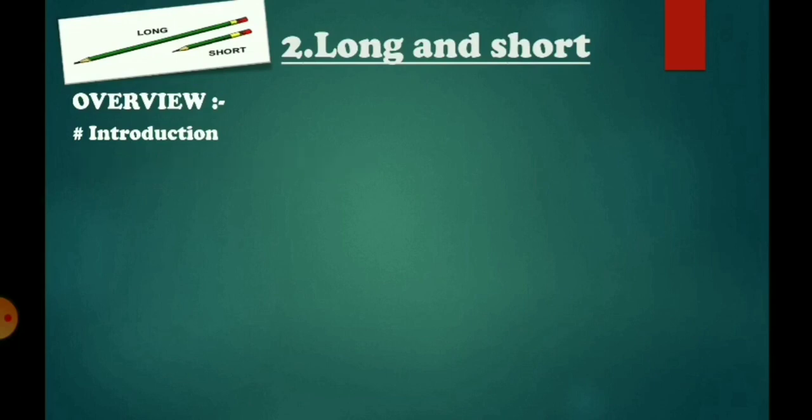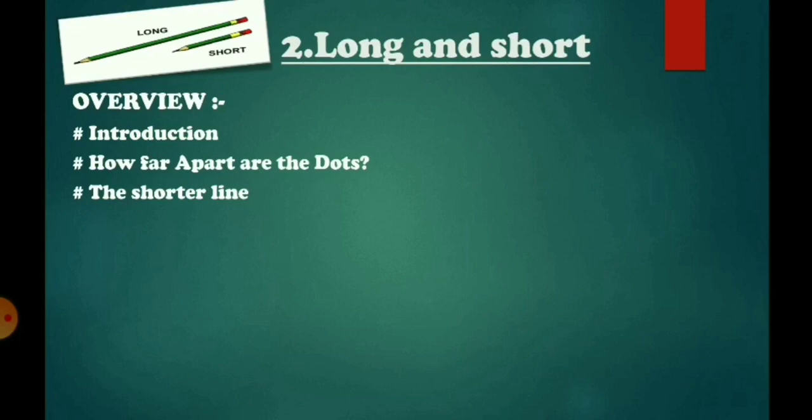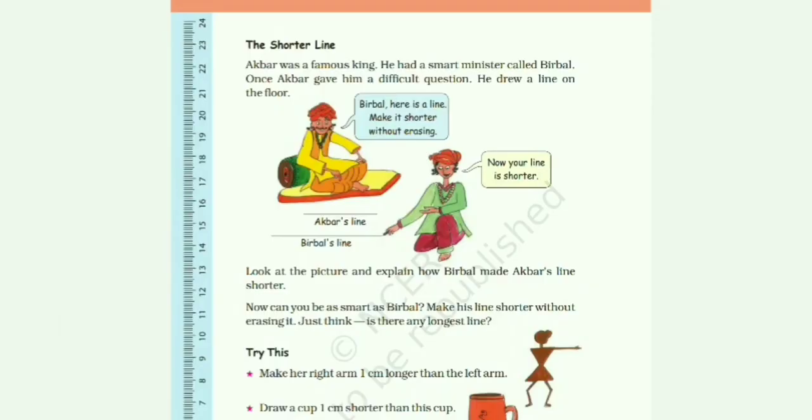Now let's start our new concept, the shorter line. Children, now you all know the meaning of shorter, right? Let's look in the textbook. Here they give us a small story of Akbar and Birbal. Akbar and Birbal are very famous characters we have seen in the cartoon. Here Akbar and Birbal both are talking with each other. Let's read the conversation between them.